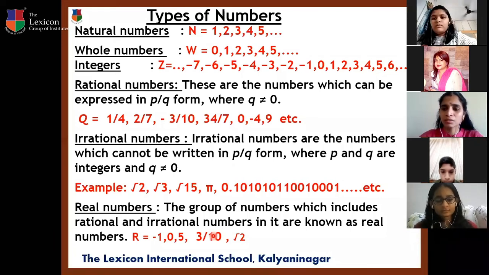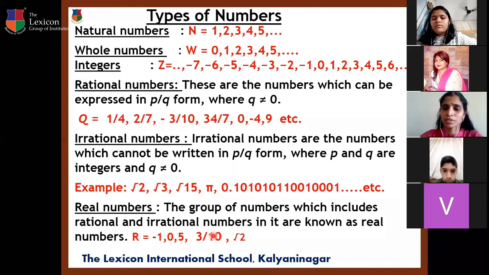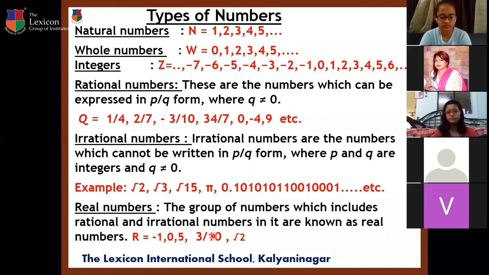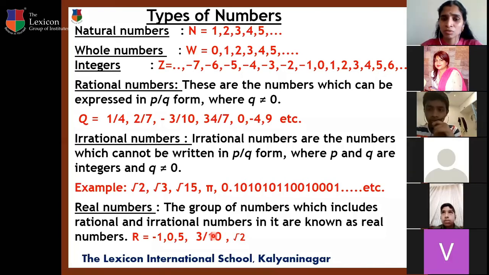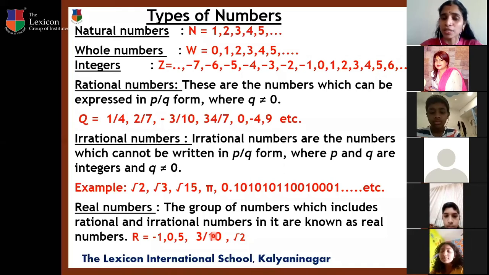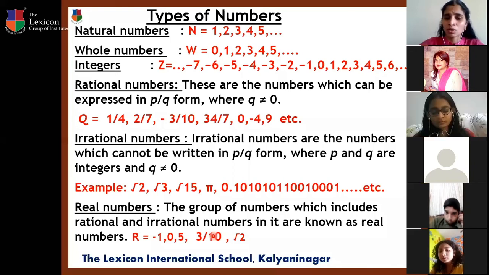Ma'am, am I audible? Yes, of course. Ma'am, I have a doubt. Can't we represent an irrational number as q upon q with a bar on it? That is not explained there. I will explain that in the next step. That is used to represent, no, an irrational number cannot be represented in that way. Okay. Yes, ask me.